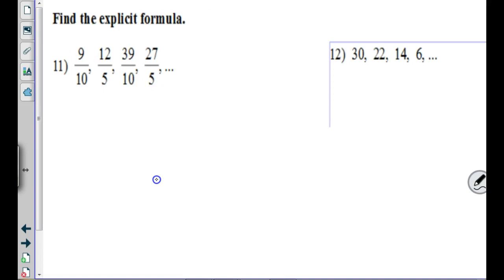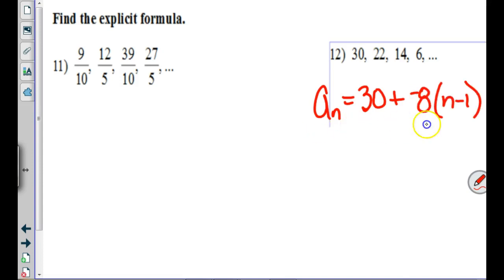All right, find the explicit formula. So basically this is do the same thing. Let's do 12 real fast. A sub n equals, what's the first term? 30 plus the difference is negative 8, right? Times n minus 1. This is an explicit formula. You leave the n in. It's based on the term number. Okay?